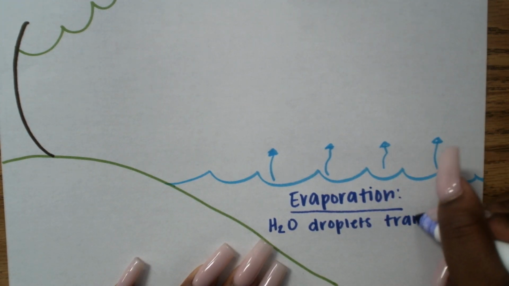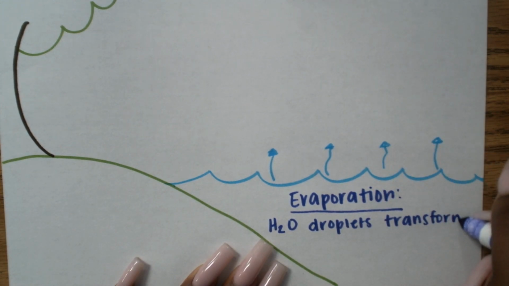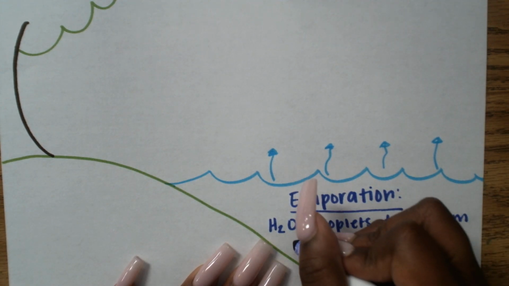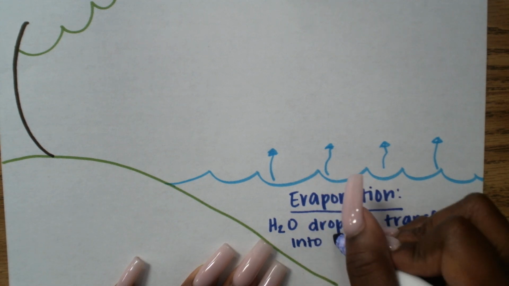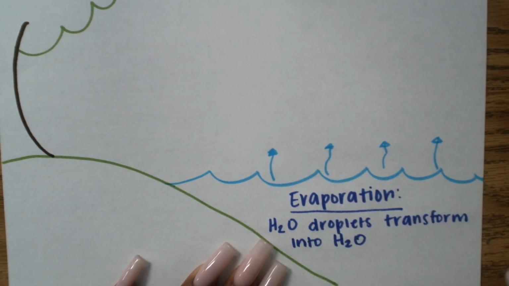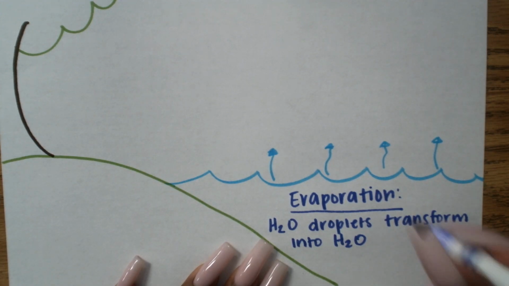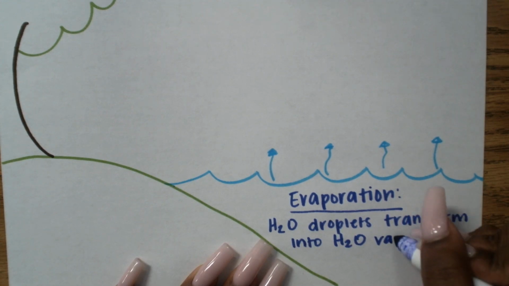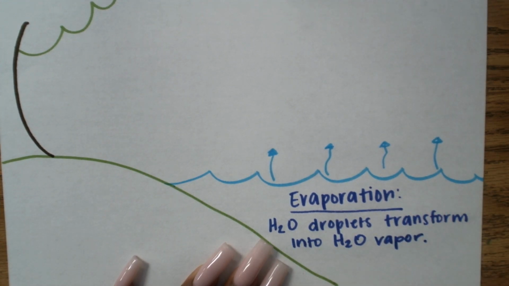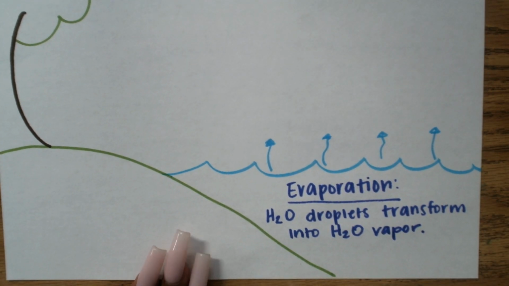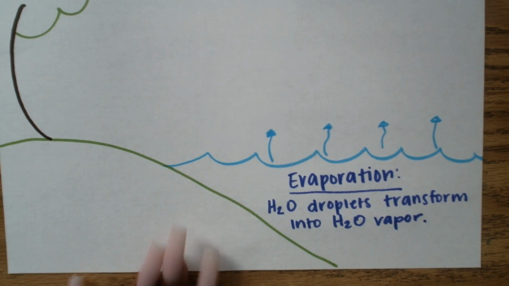transform. What does transform mean? Change. Thank you. H2O droplets transform into H2O. I can't remember this last word. What is it? Connor? Vapor. Thank you. H2O vapor. H2O droplets transform into H2O vapor.